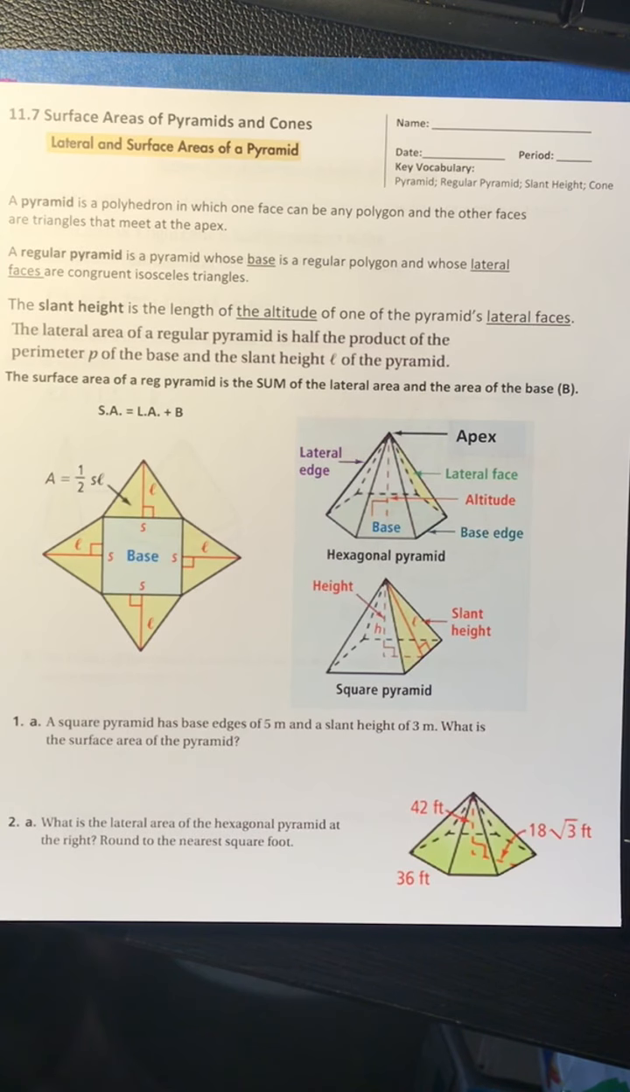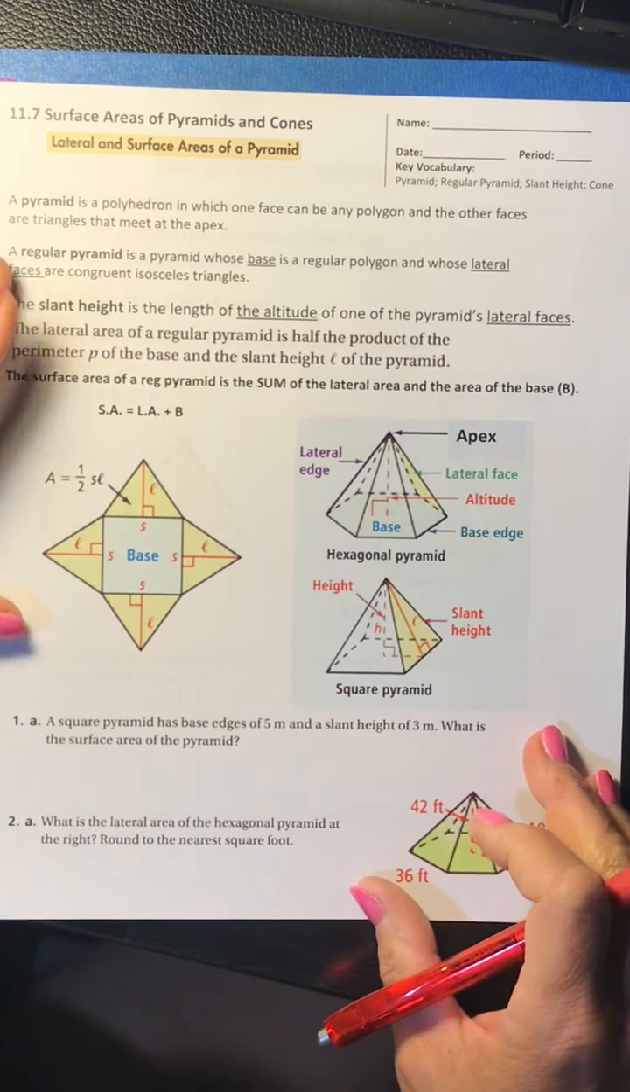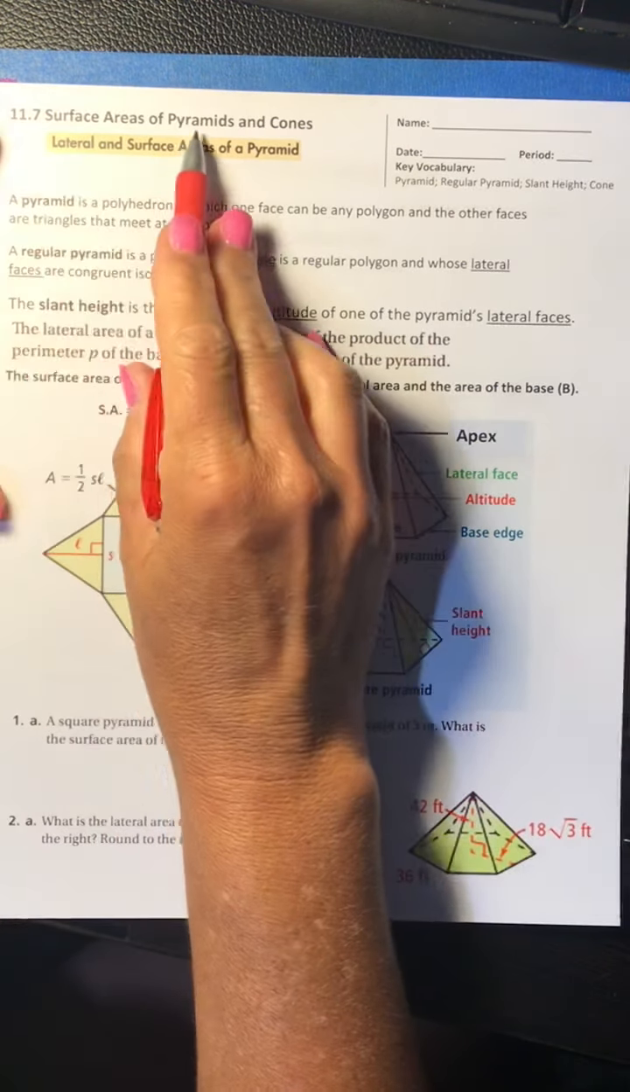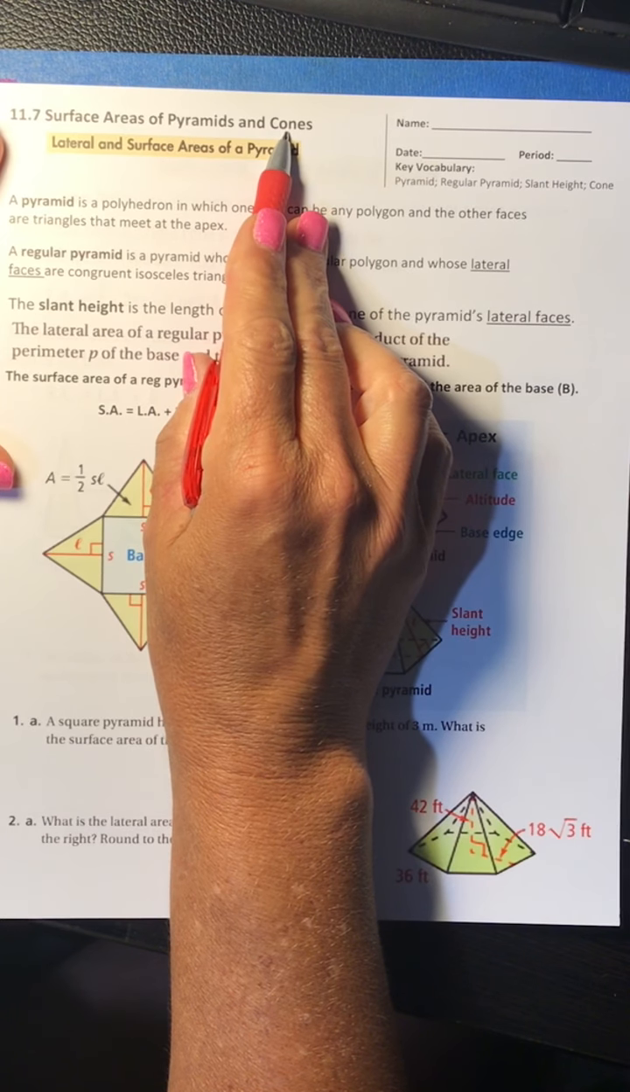Okay, this is part 2. It's still Thursday morning, except I'm going to try to go quicker on this one because I spent a lot of time on the last one trying to get you to see the idea. We're going to be working on the surface area of pyramids and cones now.